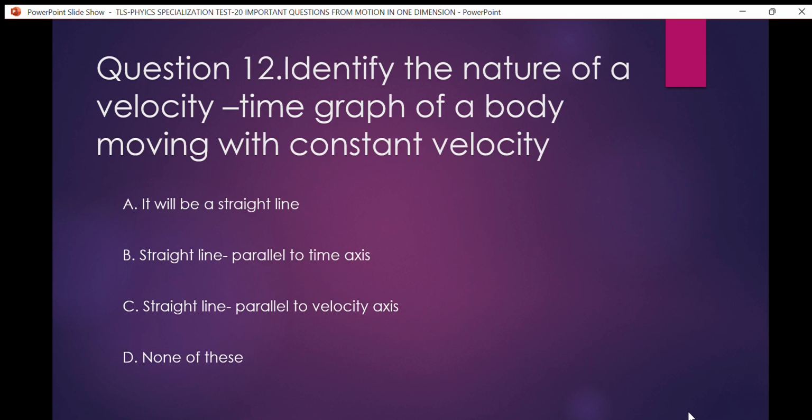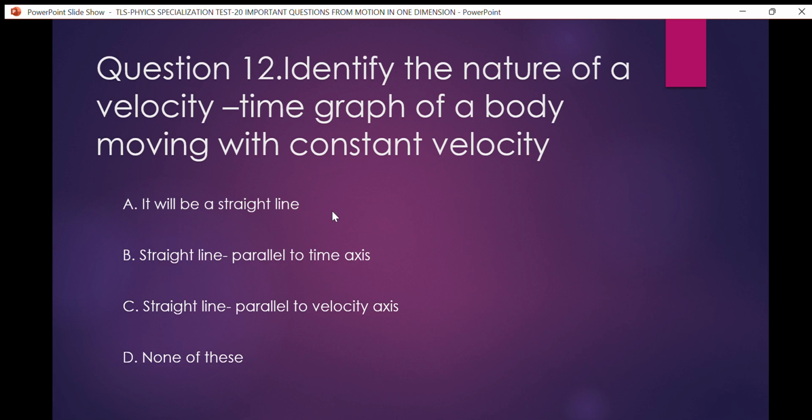All right, we'll go to question number 12. Identify the nature of velocity time graph of a body moving with a constant velocity. So here again, velocity time graph, as you know, velocity is mentioned along y-axis and time is mentioned along x-axis, right? So now the nature of the motion is a body moving with constant velocity. Velocity always remains constant. For example, if it is 20 meter per second, throughout the time it will be 20 meter per second. So it will be a straight line.